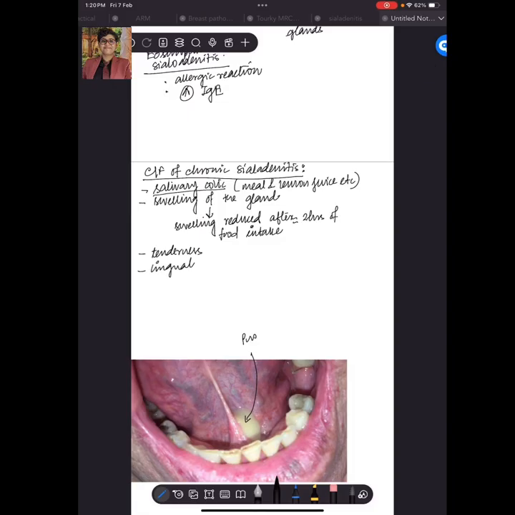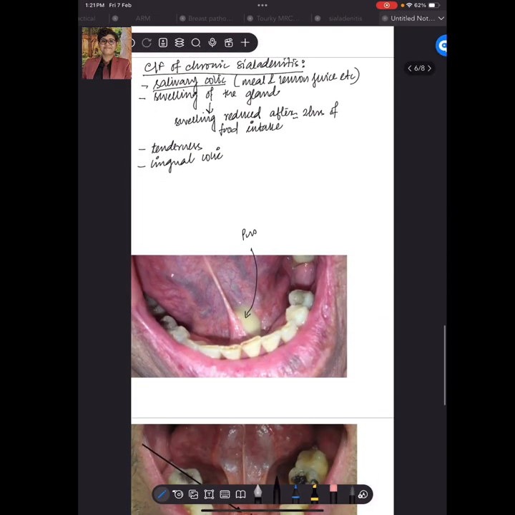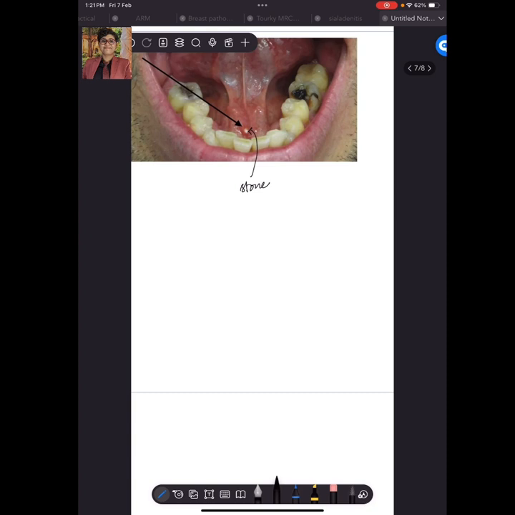There can be irritation of the lingual nerve, which lies in very close proximity to the submandibular salivary duct. So the pain or any kind of irritation to that nerve can cause pain in the tongue. So this is known as lingual colic. So these are the common features of chronic sialadenitis. Now let me go to the histopathological examination.